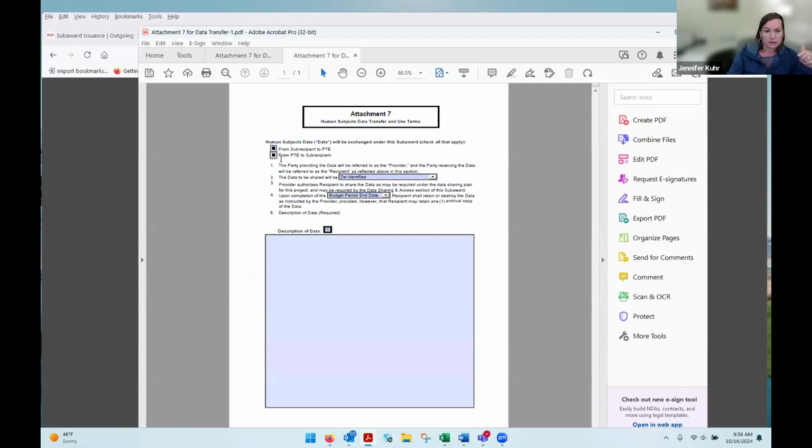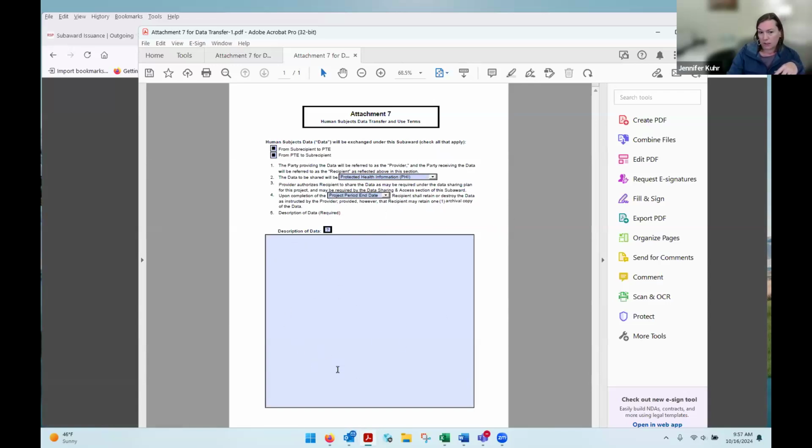It asks how you're swapping data between the subrecipient and the main entity, what kind of data it's going to be. Is it protected health data? Is it a limited data set? Is it de-identified? So you can select one of those. It's PHI, and then how long does this data sharing occur? And you can say either it's just the first budget period, or if it's for the entire project, you can say that. And then they ask for a description of what the data is.